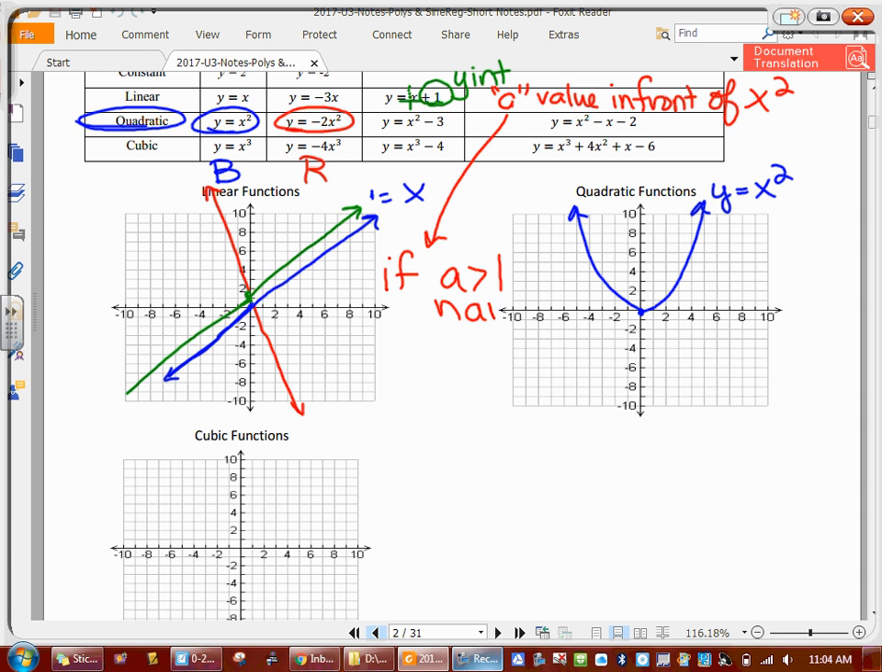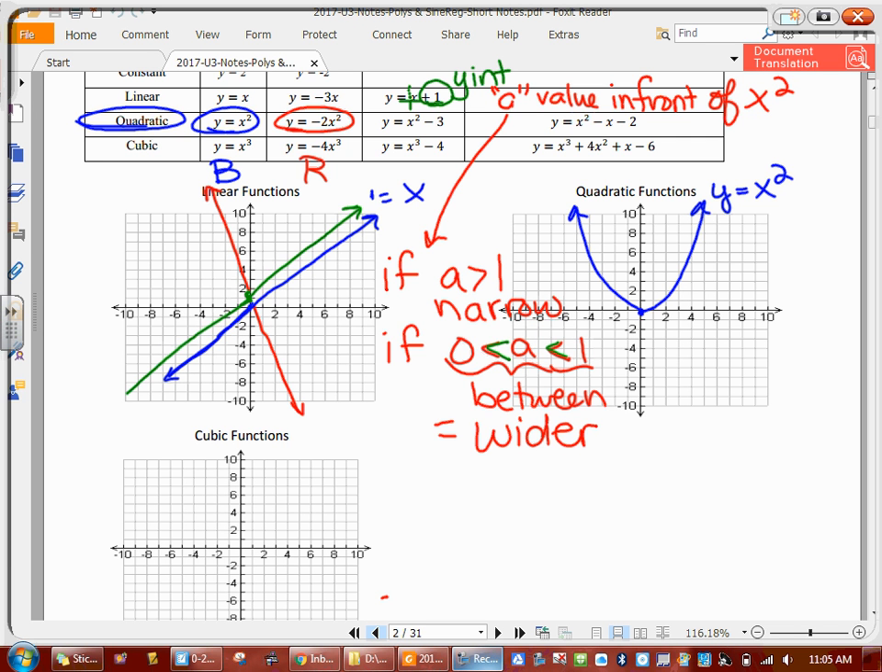If a is between 0 and 1, this means between. It's supposed to be an arrow, let's fix that real quick. So like this, if it's written this way, this just means that it's between. These arrows that point left, they mean between. So a is between 0 and 1. Well, if that's happening, that's going to give us a wider graph. Okay? So those are two things we have to remember from last year.